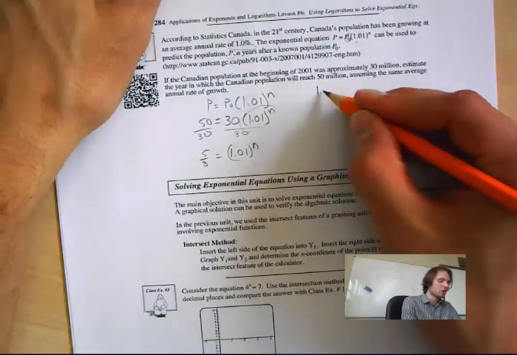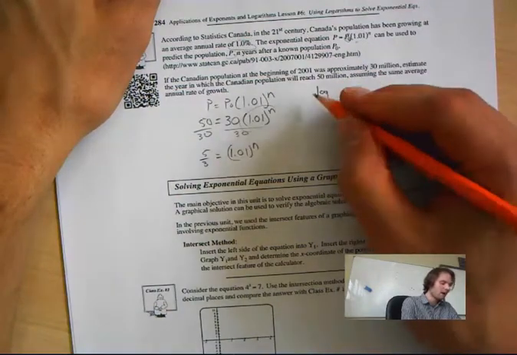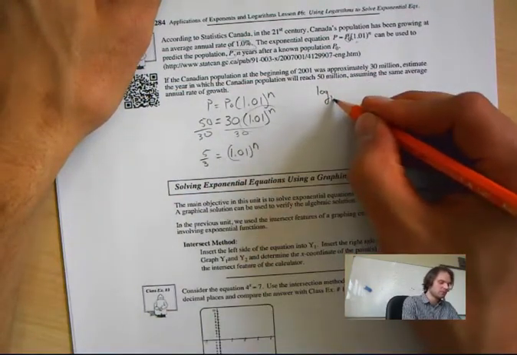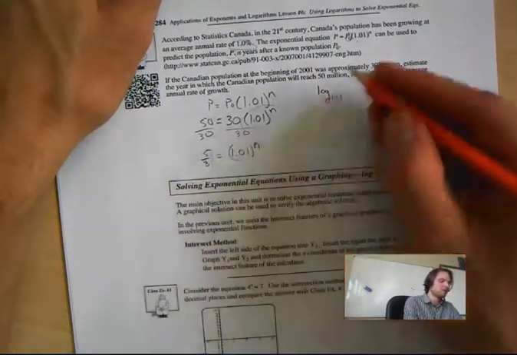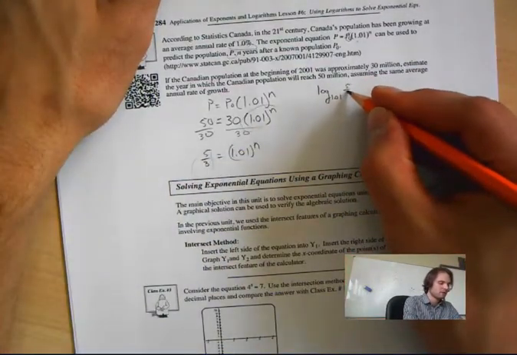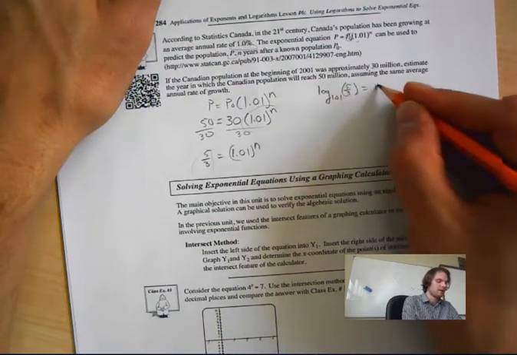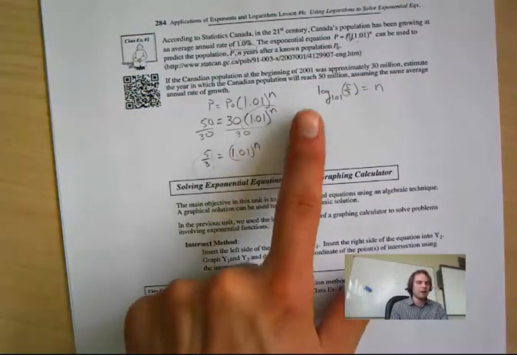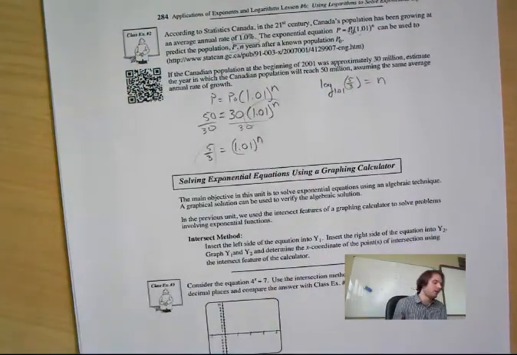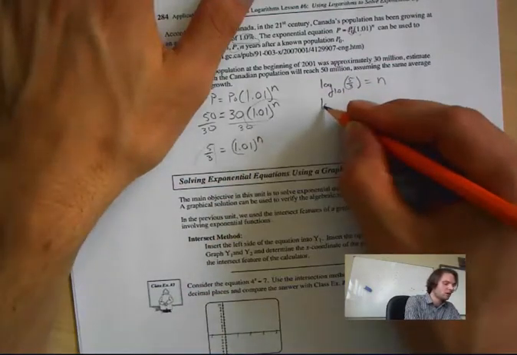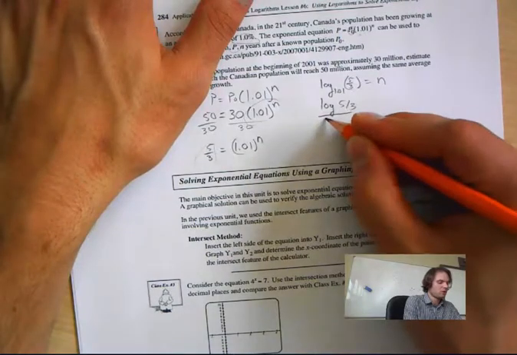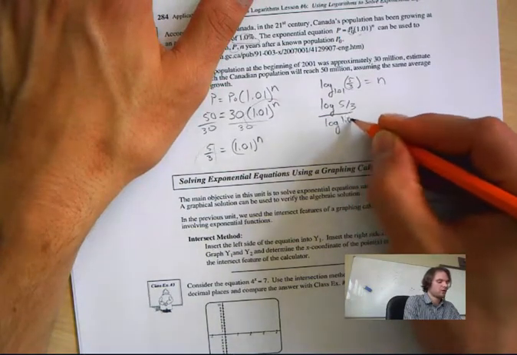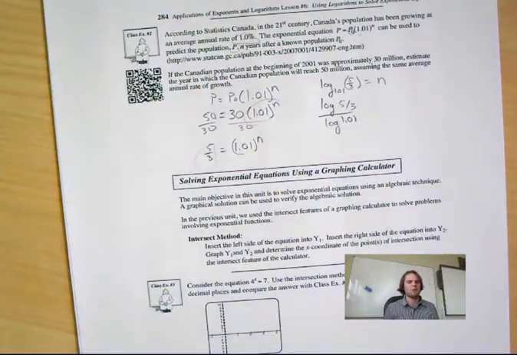So I could say log, and my base is 1.01. And then what are we having here? It's equal to 5 over 3, and we're trying to find out n. I could have gone that way. And then I use my log rules. I know this is log 5 over 3 over log 1.01. So I could have done it that way.